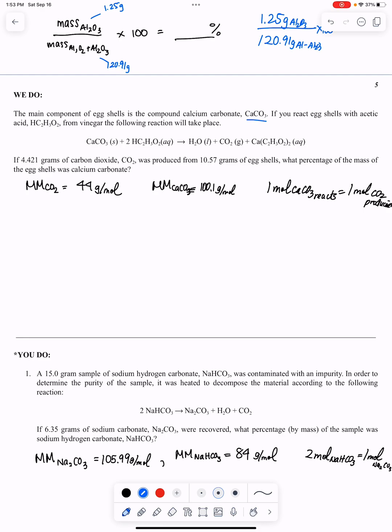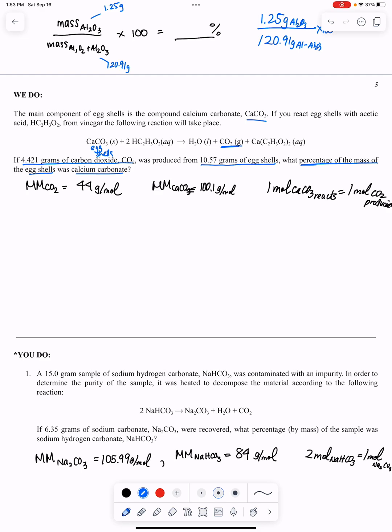So I got my eggshells, I react it with acetic acid, and I get water, carbon dioxide, that is a gas that comes out, and calcium acetate. If 4.421 grams of carbon dioxide was produced from 10.57 grams of eggshells, what percentage of the mass of the eggshells was calcium carbonate?